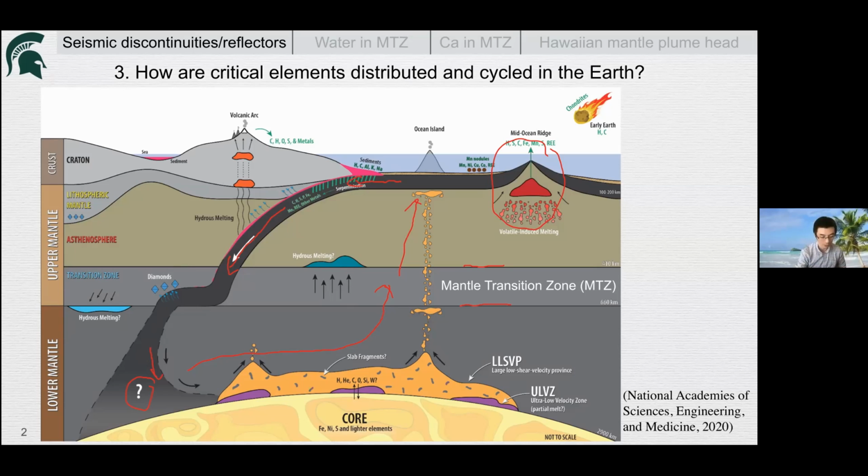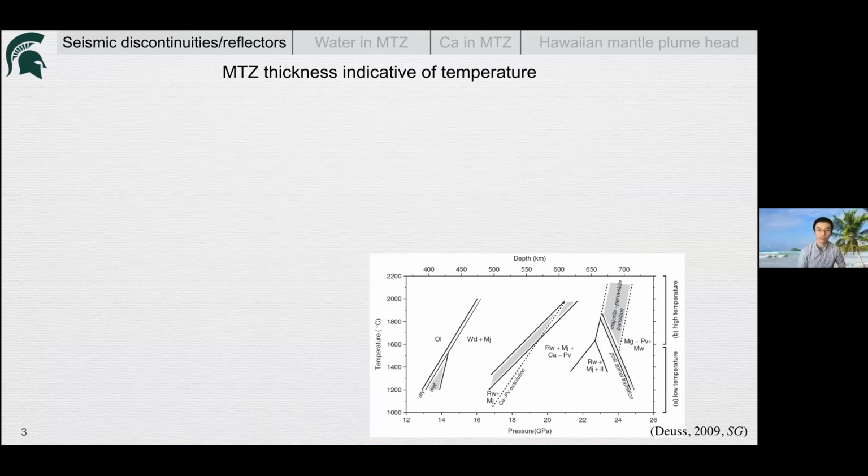This is a good summary of the phase transitions by Owen Doyce more than 10 years ago. For a long time, people mostly focused on the olivine system: olivine transitions to wadsleyite, that's the 410, then to ringwoodite, this is the 520, and then finally to bridgmanite and ferropericlase, that's the 660 discontinuity.